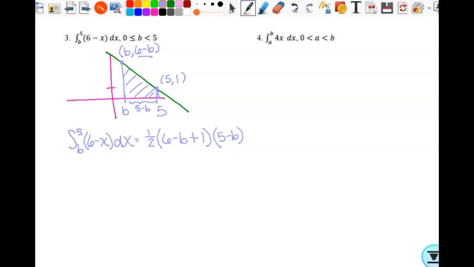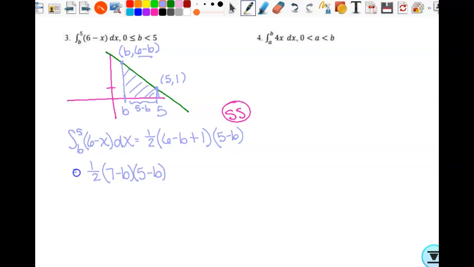Everybody with me so far? Okay, so for the purposes of free response, that's a safe stop. But we're going to keep going, because if it's multiple choice, maybe you can stop there, maybe not, who knows. So I'm going to put my 1/2. Since I have 6 minus b plus 1, that's really 7 minus b, right? Times 5 minus b.